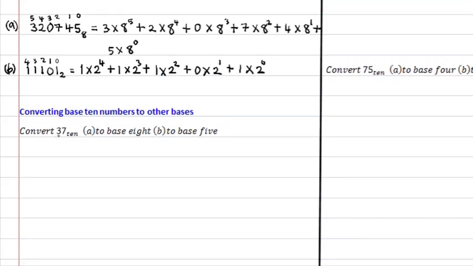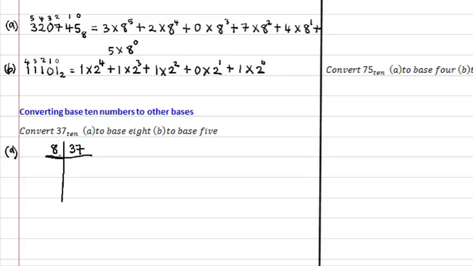Okay, so the next one, converting base 10 numbers to other bases. Now we are given 37 base 10, so let's convert it first to base 8. To convert base 10 to other bases, we're going to do kind of like LCM format. So draw a long line like this. We have 37 here and we're going to write our 8 here. So now 37 divided by 8.